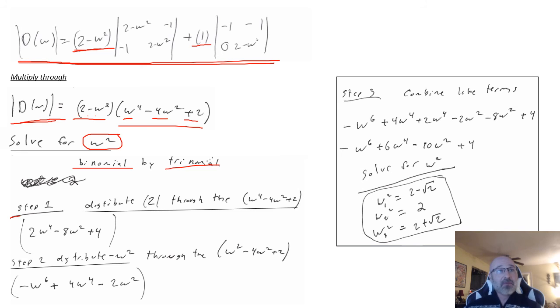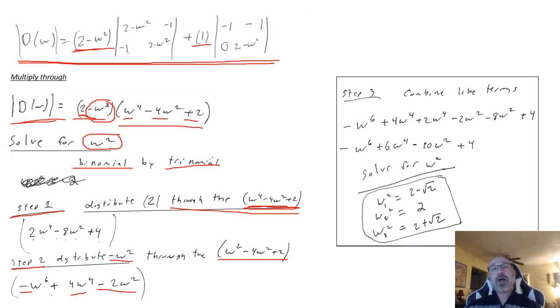So step 1 here, if we're going to solve this out by hand for binomial times a trinomial, we can distribute through all of this here. So we're taking this 2 value here, distributing through our right-hand side, our trinomial over here. We multiply that all by 2. We end up with 2 omega to the fourth minus 8 omega squared plus 4. And then the next step, step 2, is to distribute the next part of that, our negative omega squared. So this guy right here, through all of our right-hand side, our trinomial over here. So we multiply that through, and we end up with negative omega to the 6th plus 4 omega to the 4th minus 2 omega squared there.